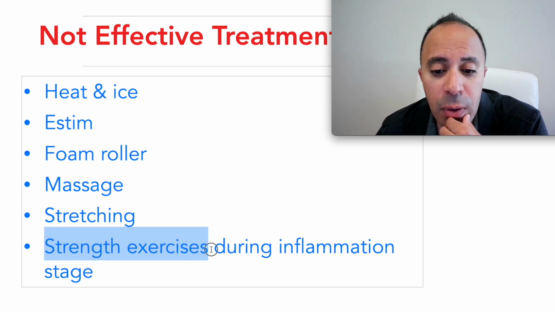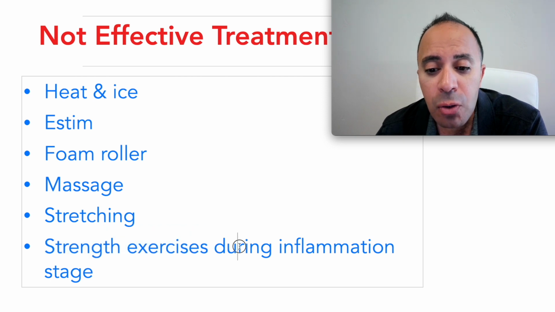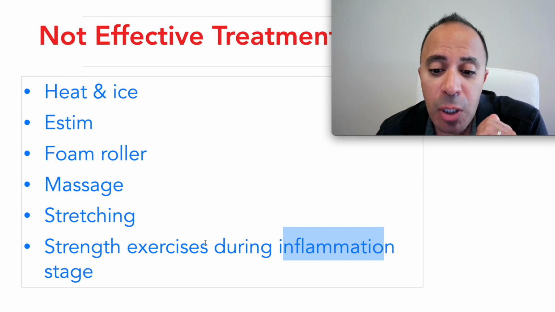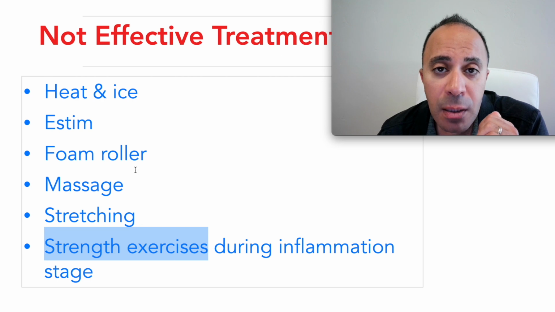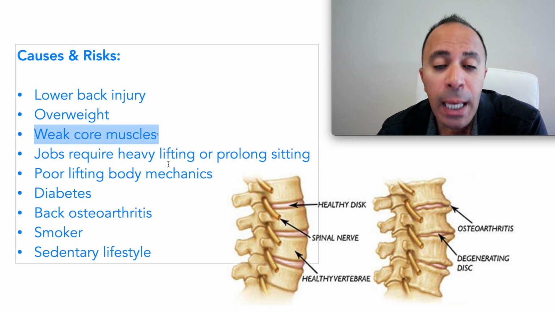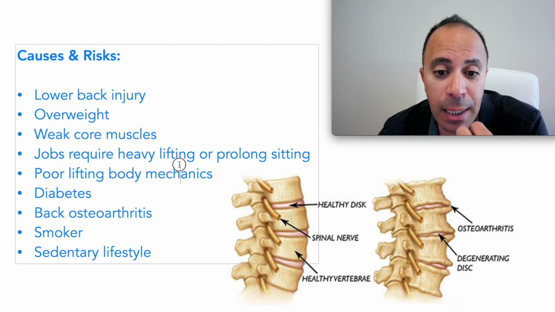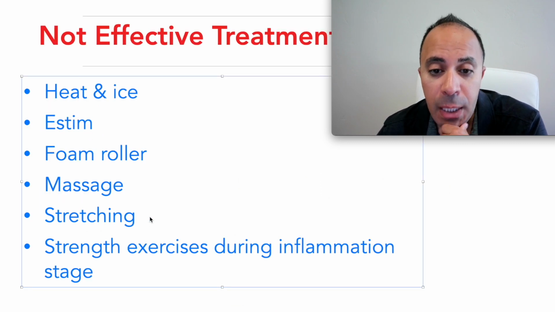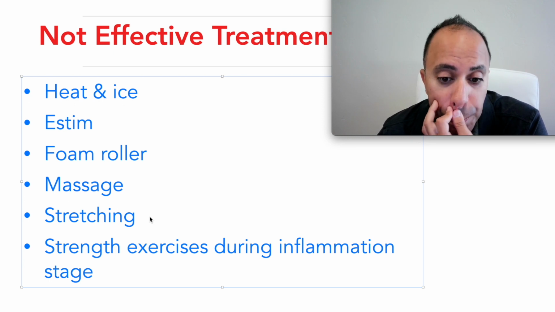The other thing is doing strength exercises, and I usually do that, but I don't do it during the inflammation stage, because if it's inflamed, it will inflame it more. There's a much more important approach than strengthening exercise, which is actually core stabilization. That's more important, and proper body mechanics for lifting, for sitting, for standing, because those are actually the triggers for having disc issues, not the strength exercises that will get to the root cause of the problem.